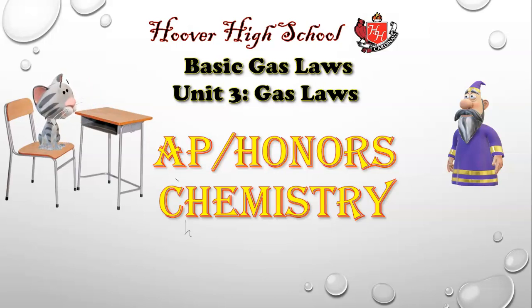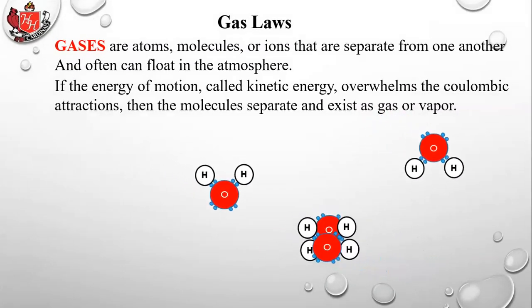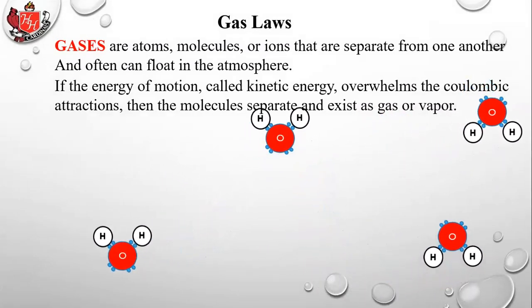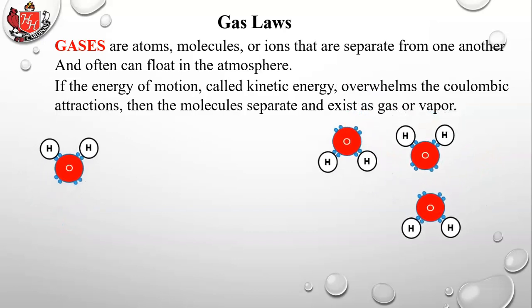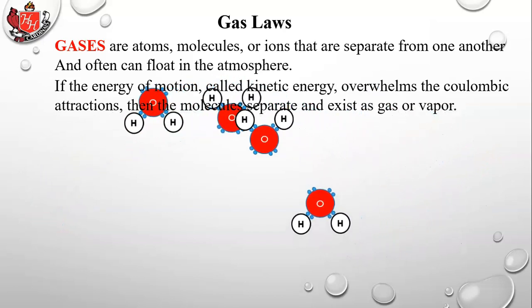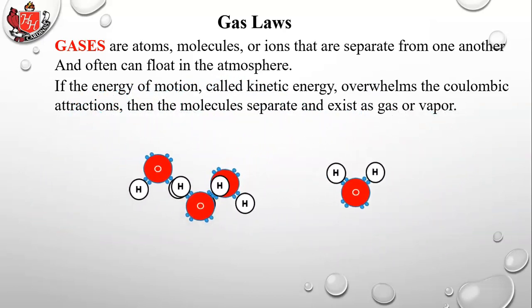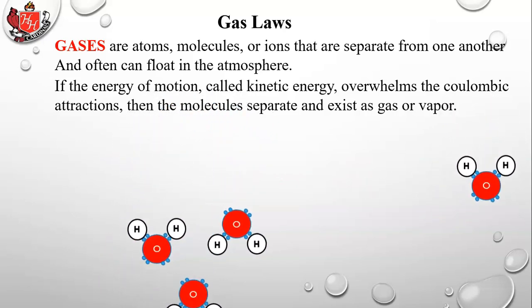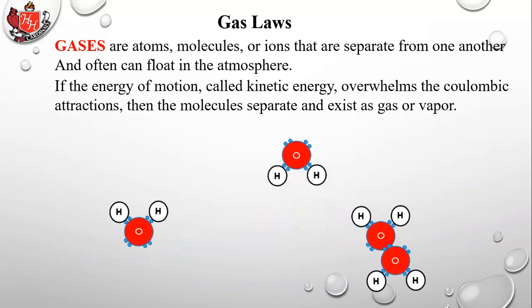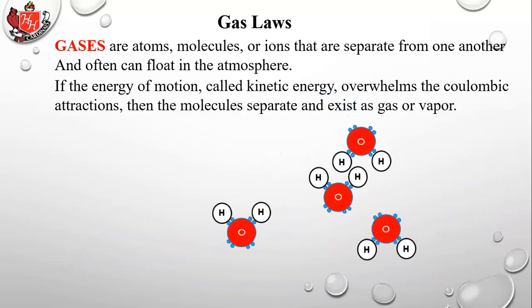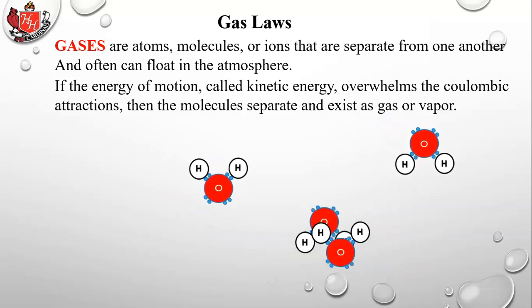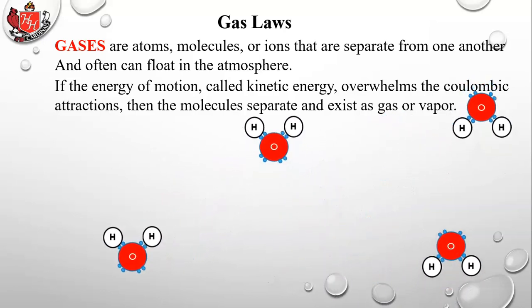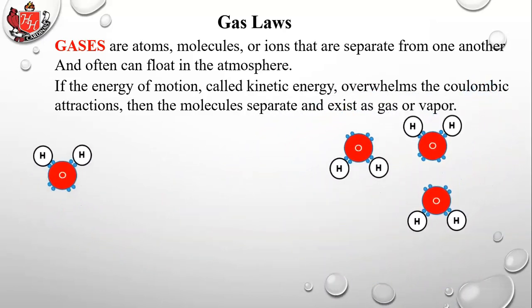Chemistry, we're beginning a short but important unit on the subject of gas laws. So gases are atoms, molecules, or ions that are separate from one another and often can float in the atmosphere. If the energy of motion, which is called kinetic energy, overwhelms the coulombic attractions between the molecules, in other words, there's more energy causing them to want to push apart than to want to attract to each other, then the molecules separate and exist as a gas or vapor.